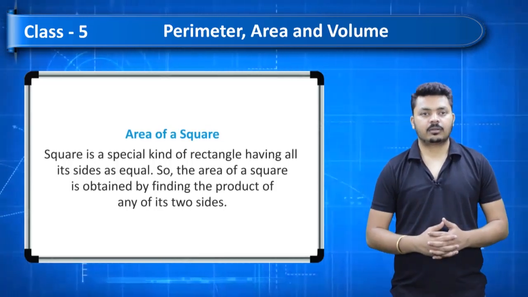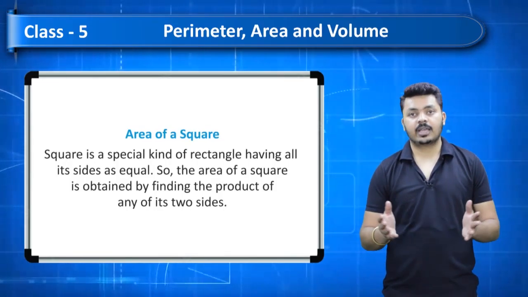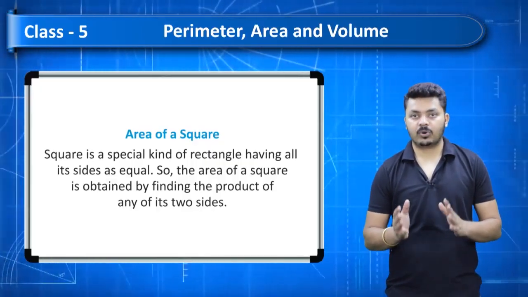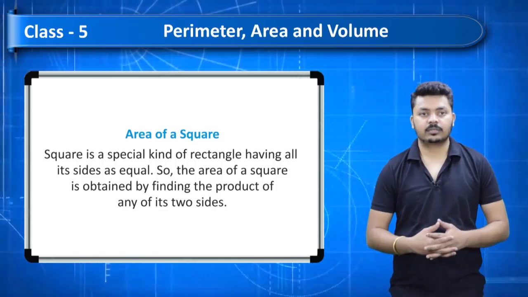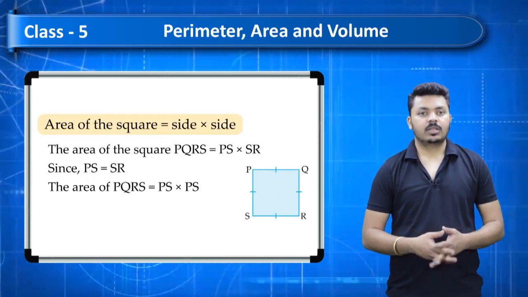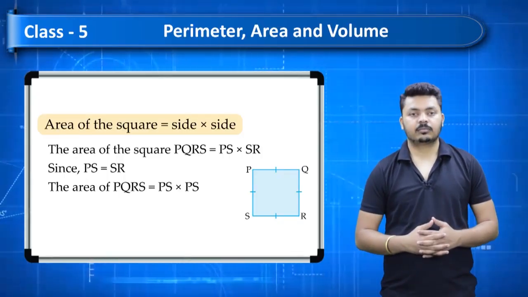Area of a square. A square is a special kind of rectangle having all its sides equal. So the area of a square is obtained by finding the product of any two of its sides. Area of the square is equal to side multiplied by side. The area of the square PQRS equals PS into SR.